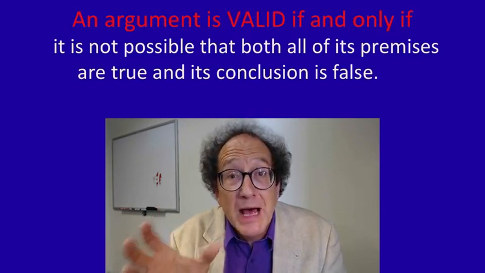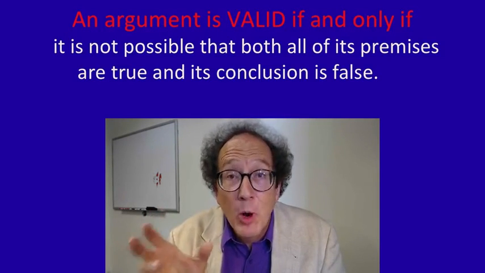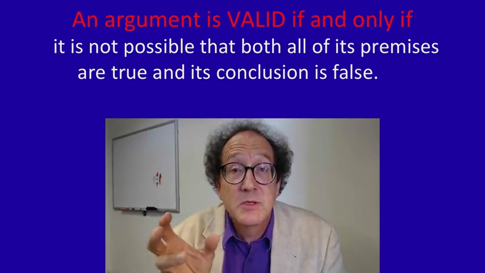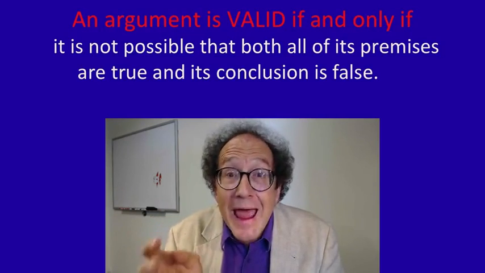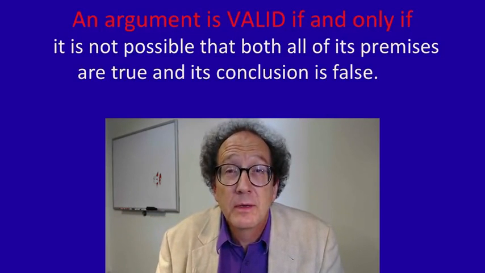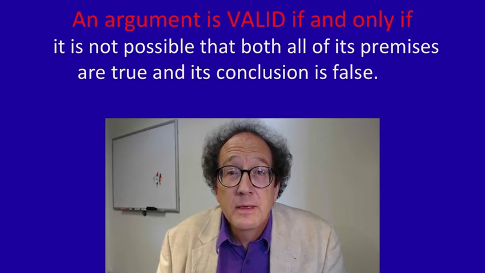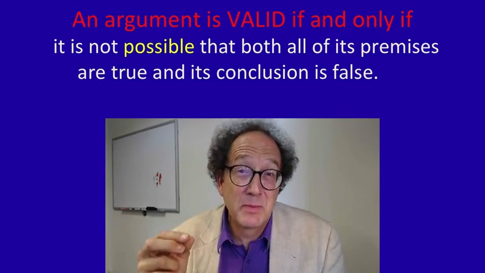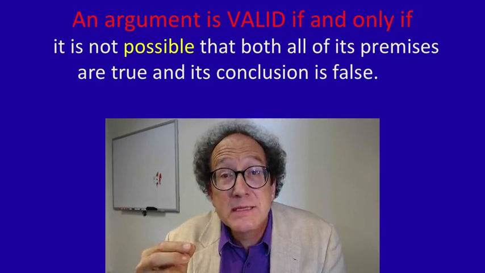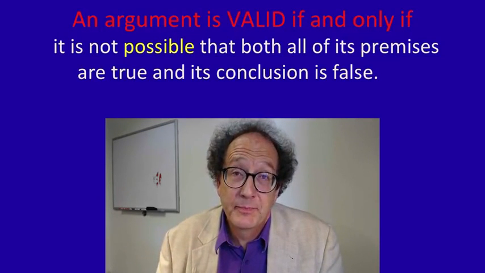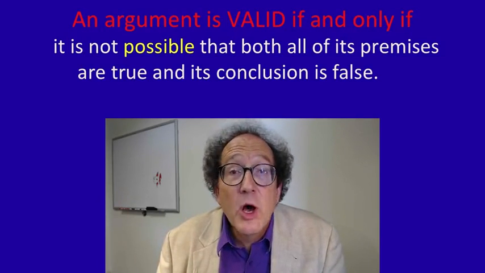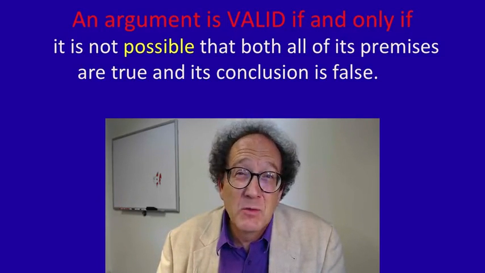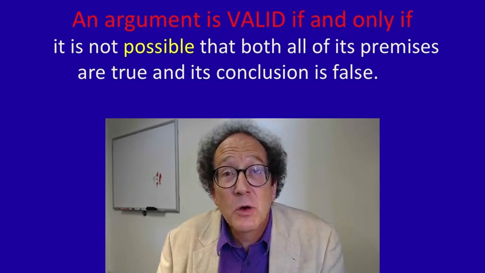That is, it's not possible for there to be a situation where both of those hold. That is, a situation where the premises are true and the conclusion is also false. Now that might strike you as a pretty simple notion, but actually that little word possible is a problem. How do you tell what's possible or what's not possible? Well, there's no mechanical solution to that, and we'll struggle with that a little bit throughout this course.